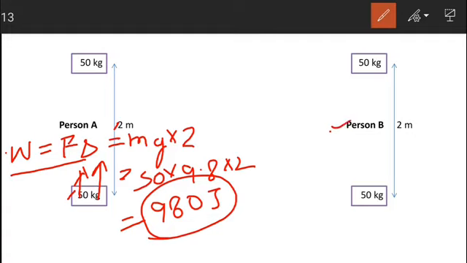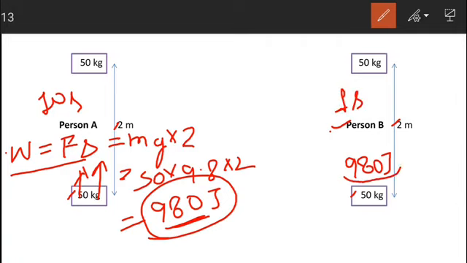Since person B is also raising the same block of mass 50 kg to a height of 2 meter, we can say person B also has to do a work equal to 980 joules. So here also work required is 980 joules. But person A takes 10 seconds to do this amount of work, while person B takes only 1 second to do the same amount of work, that is 980 joules.